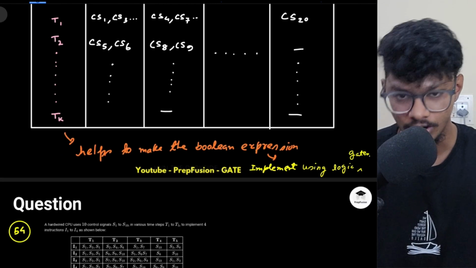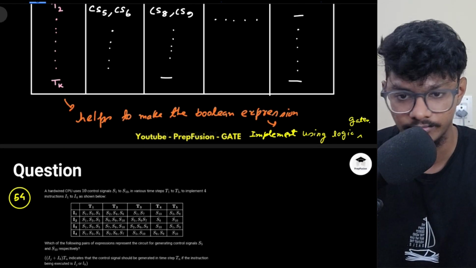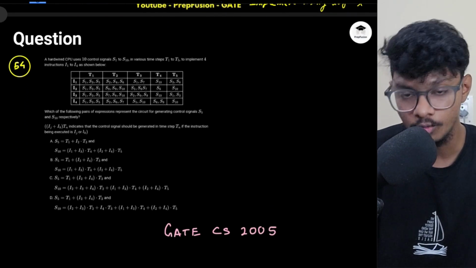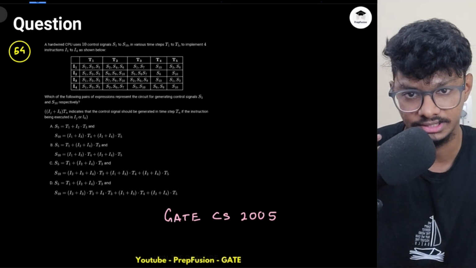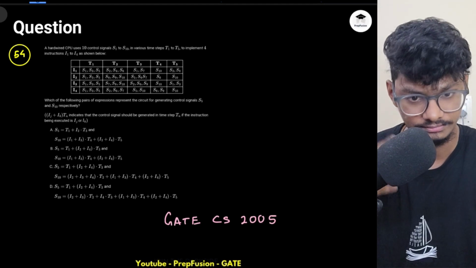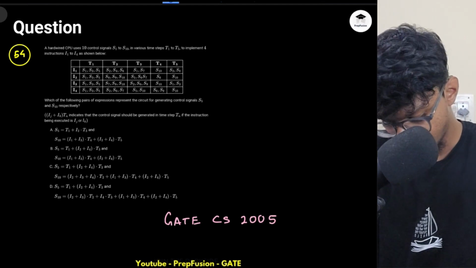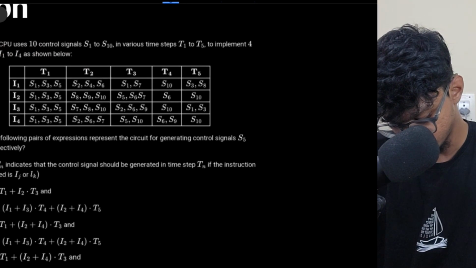Okay, so I hope you know how we implement logic gates, all those things. I am not going into that. So let's do a few questions on this. So this hardwired control unit will get more clear. So here we have a hardwired CPU. I will just zoom in a bit.